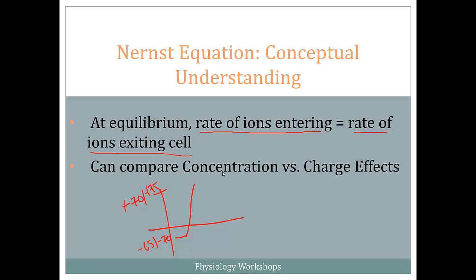I mean, sure, it'd be easy if the cell was negative on the inside and we were looking at a positively charged ion that had greater extracellular concentration. It would automatically go in. But what would happen if we were looking at a negatively charged cell and an anion that also had greater extracellular concentration? So let's get a little bit more specific about that.